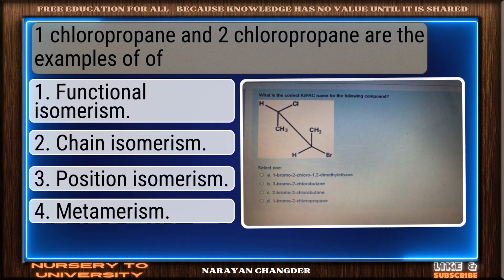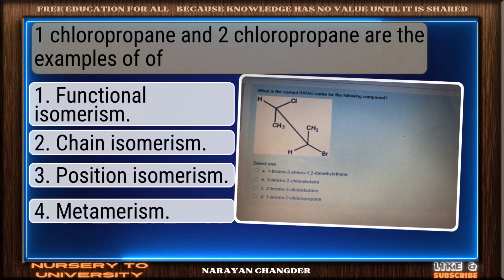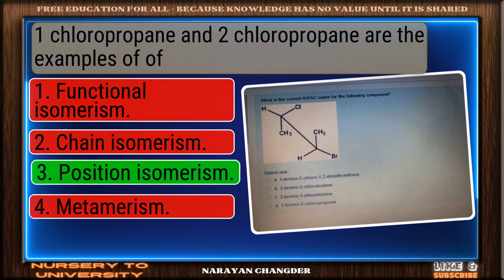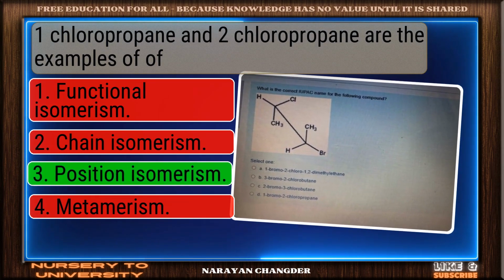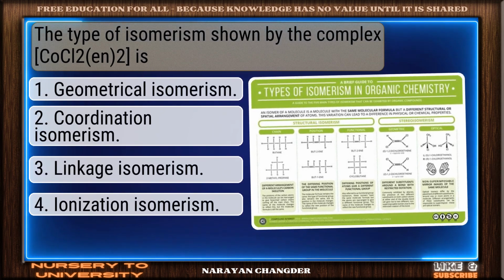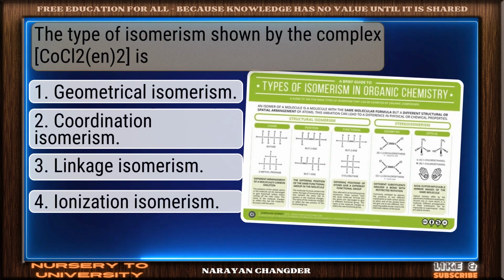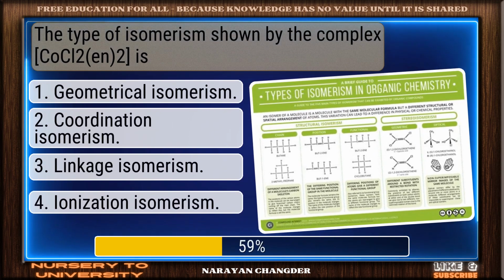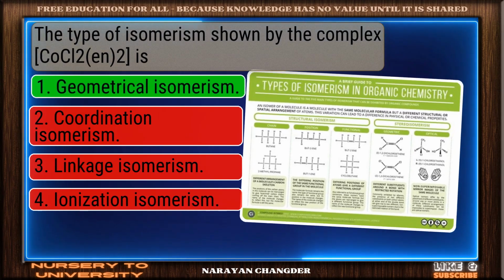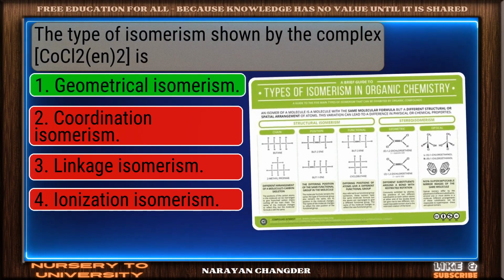1-chloropropane and 2-chloropropane are the examples of. Correct. Position isomerism is the right answer. The type of isomerism shown by the complex is. Well reasoned. Geometrical isomerism is the correct choice.